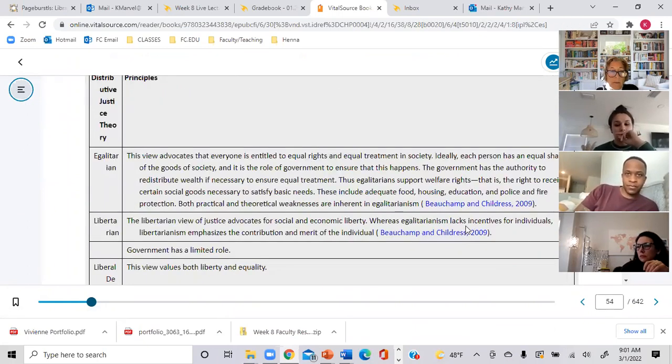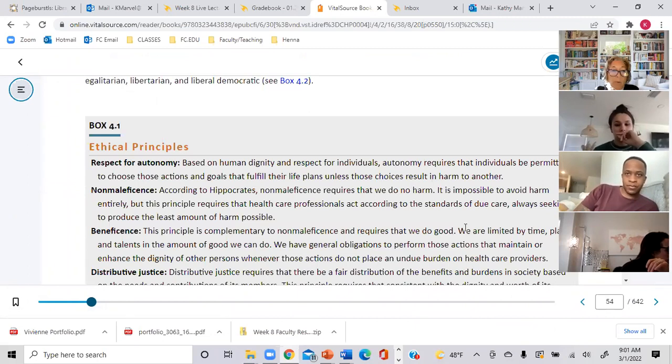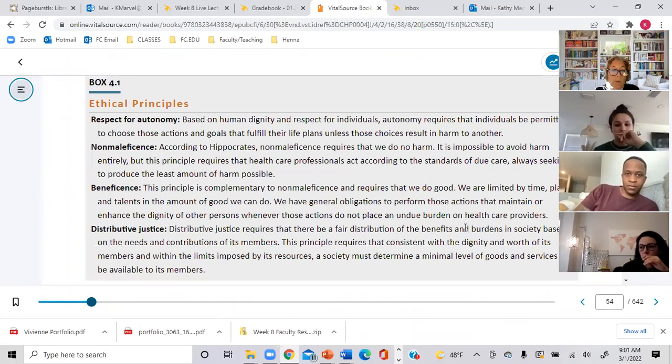That's our theories. Okay. And here's our principles. So autonomy, non-malfeasance, beneficence, which requires that we do good, and distributive justice. Okay. So I need to change the study guide to reflect that. So thank you for pointing that out.